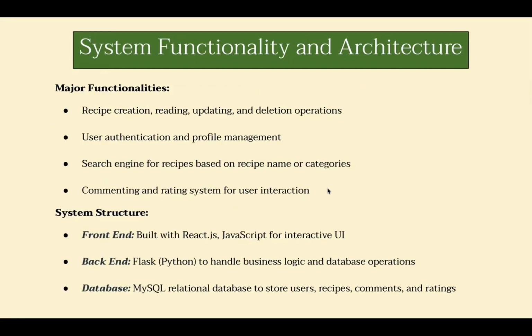For our system functionality and architecture, major functionalities we included were the ability to create, read, as in see others, update and delete recipes. We also incorporated user authentication. This way we could protect sensitive information through encryption and also separate users into different roles. So we have a general user and admin. And we have profile management, which allowed for user interaction. We also incorporated a search engine. That way, users could filter recipes based on their name or categories. And we added commenting and a rating system so users could interact with one another.